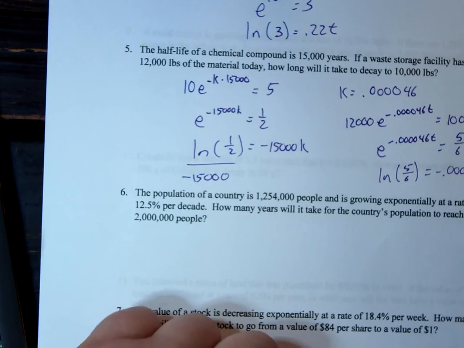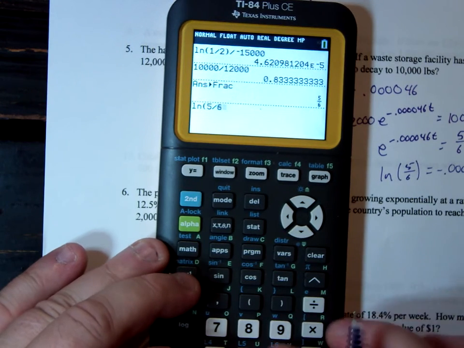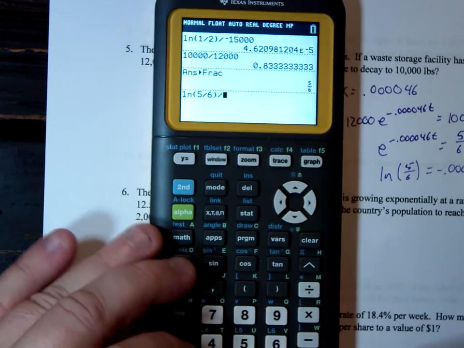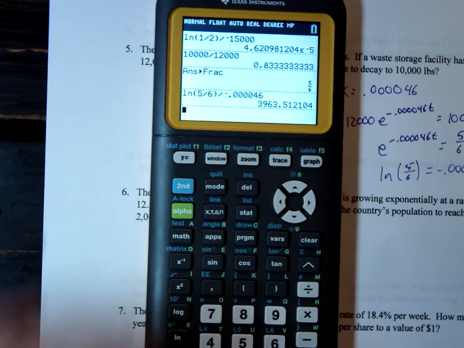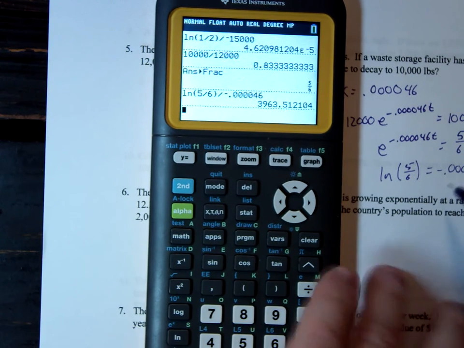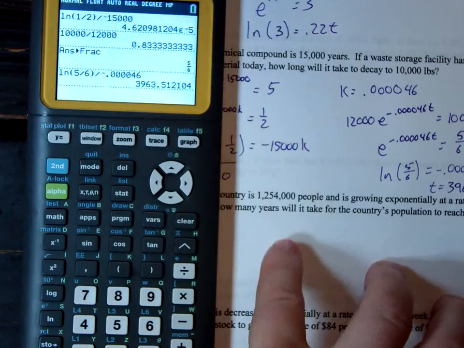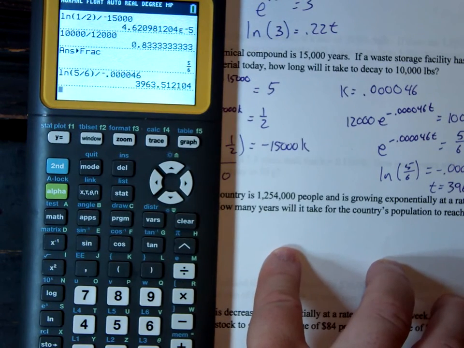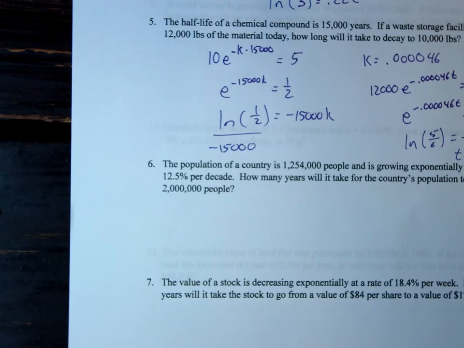Natural log divided by the natural log of 5/6 divided by negative 0.00046, and it will be 3963.51 years. And half-life can be in days, hours, weeks, years, and so forth. All right.